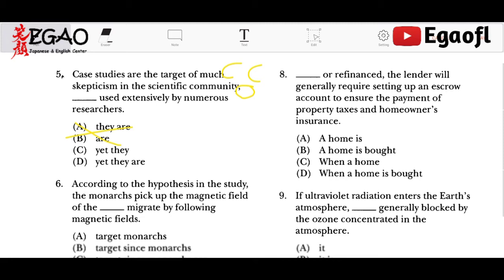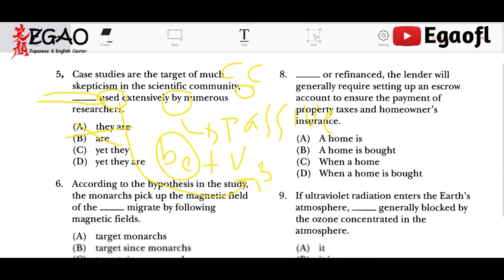So now we try to compare C and D. Which one is the best answer? Okay, after this, "that is used extensively by numerous researchers," the "by" is actually for the passive. Okay, and in a passive, what you have to remember is "be" with verb 3. "Used" here is already verb 3, so you need to have "be," and the "be" here is "are." So the right answer is D.